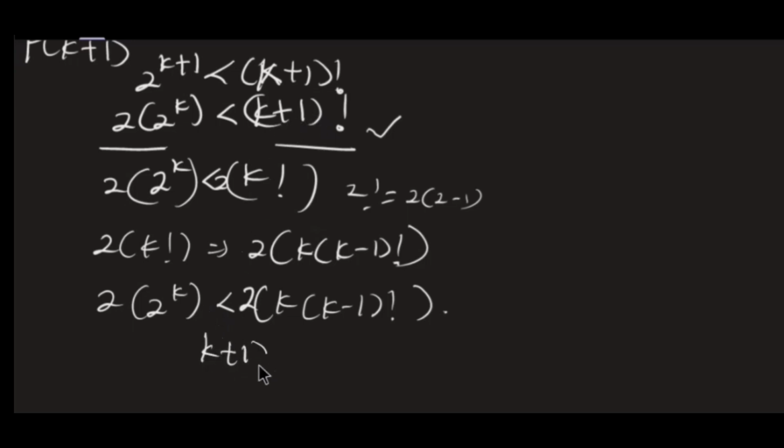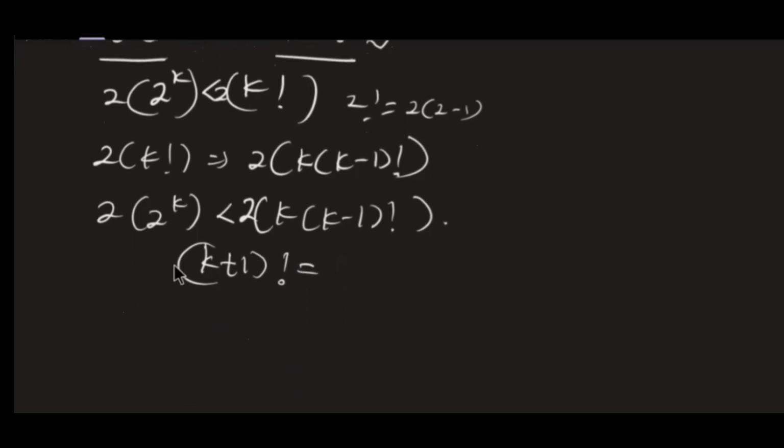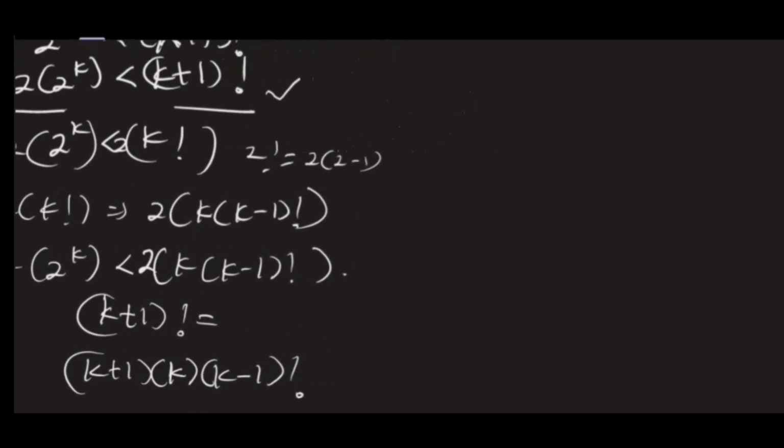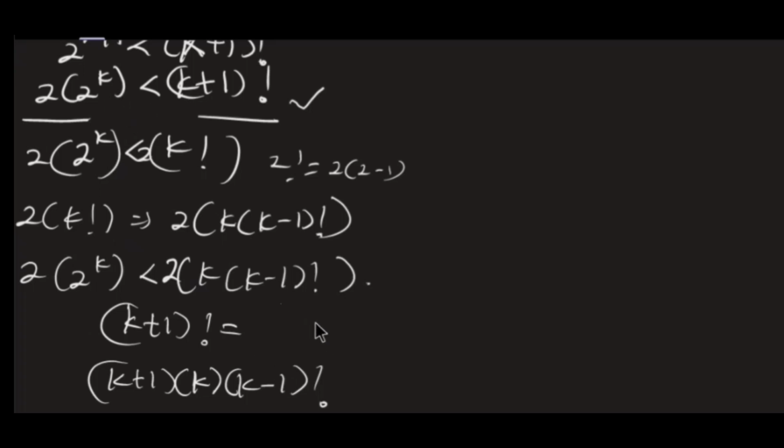So if you have k plus 1 factorial, it can be expressed as k plus 1 itself multiplying this minus 1, that is k, then multiplying this minus 1, k minus 1 factorial, right? If you break this down, we can convert this side to be what? 2 multiplying 2 to the power k will be less than k plus 1, k, and k minus 1 factorial. Then from our modification of the inductive hypothesis, we realize that 2 multiplying 2 to the power k was always less than 2 multiplying k minus 1 factorial.